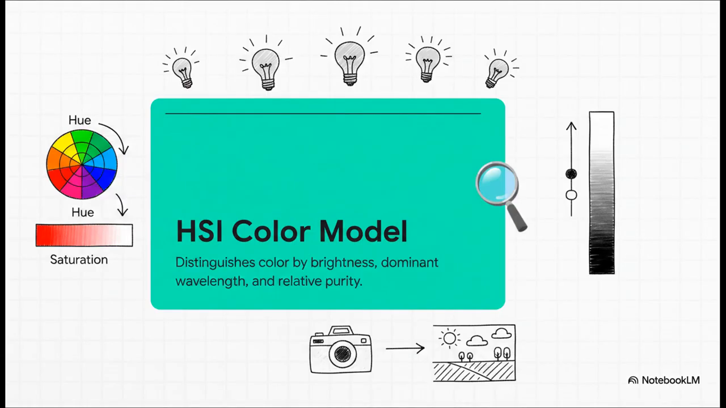But here's the rub. Humans just don't describe the world in RGB percentages. If a photo looks dull, you don't say, hey, crank up the green by 12%. You say, make it brighter. That's why we use the HSI model, hue, saturation, and intensity.